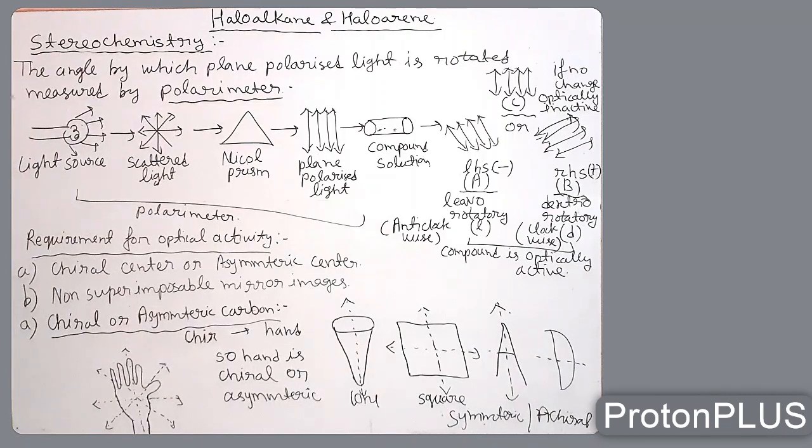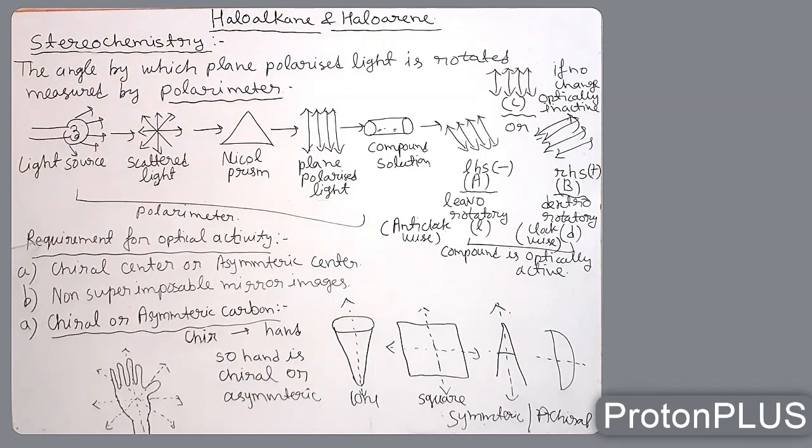When the beam of light is obtained as it is, as shown by C, we conclude that the light is moving neither to the right hand side nor the left hand side, so the compound is optically inactive. This complete diagram shows the polarimeter, the instrument used to measure the angle by which plane polarized light is rotated. Next we will learn what the requirement is for optical activity.